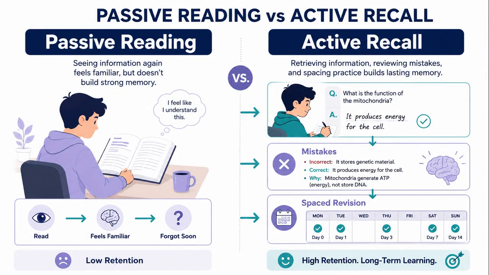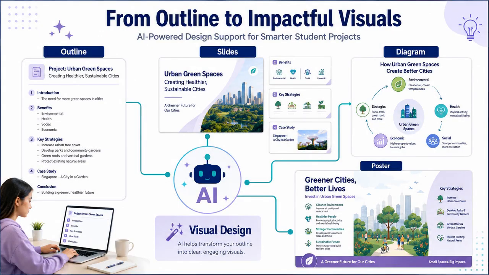Now let's look at how to practice smarter. Do not only reread notes. Ask AI to quiz you. Ask for mixed difficulty questions. Ask for explanations after each answer. Ask for a weak area review plan. Use spaced repetition for memory-heavy subjects. Active recall usually beats passive reading. Now let's look at tool category 6, presentation and design tools.